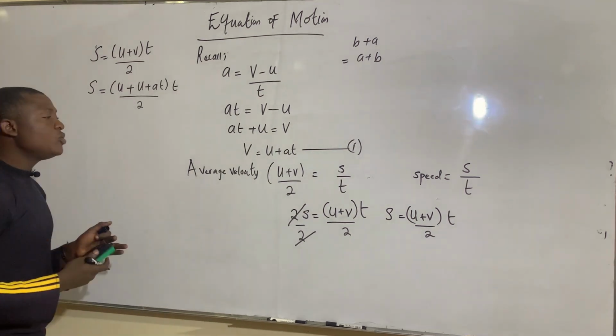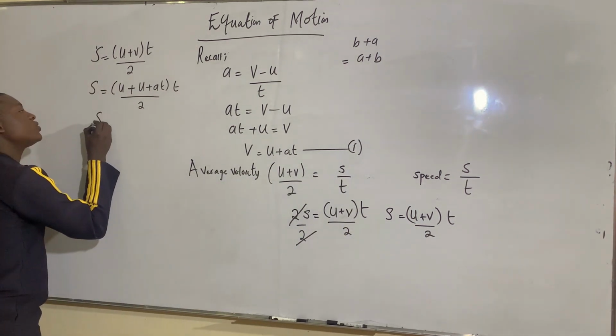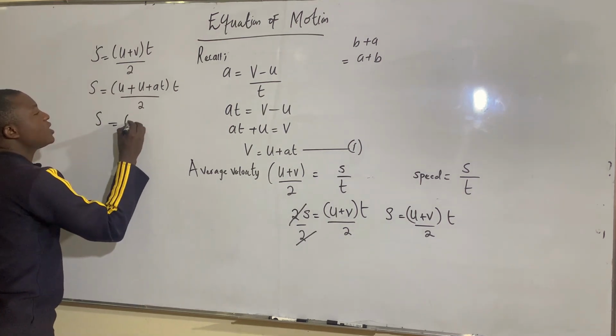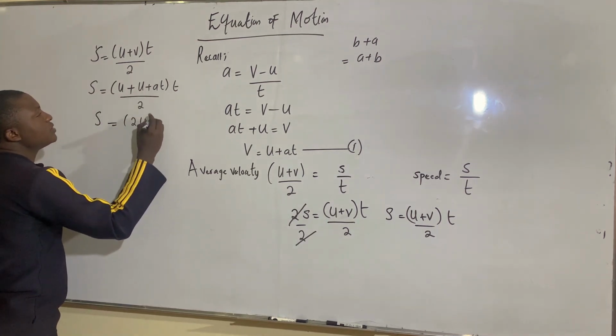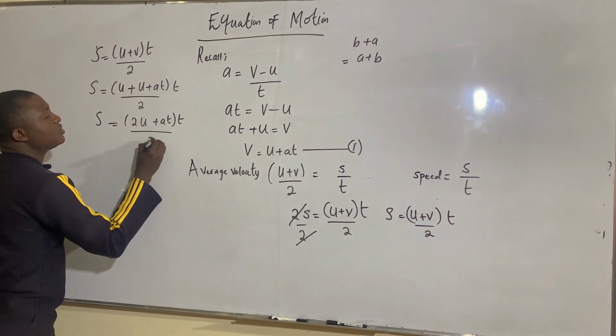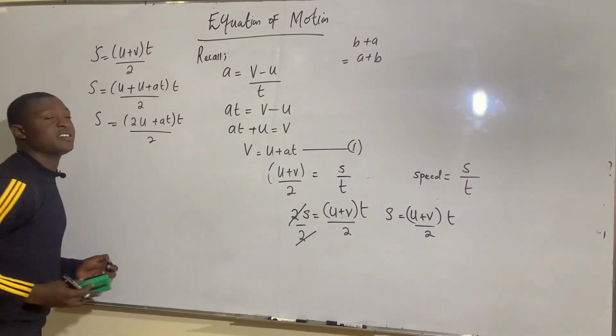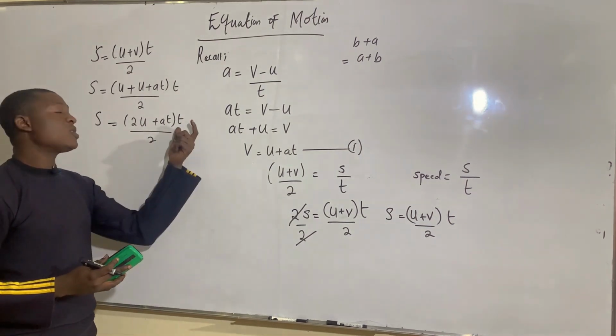You can see we use one equation to derive the other one. So now if I add this one together, u plus u, we are going to have 2u plus at, all of t, divided by 2. So what is the next step now? Can you get the next step? Yeah, we are going to open the bracket.